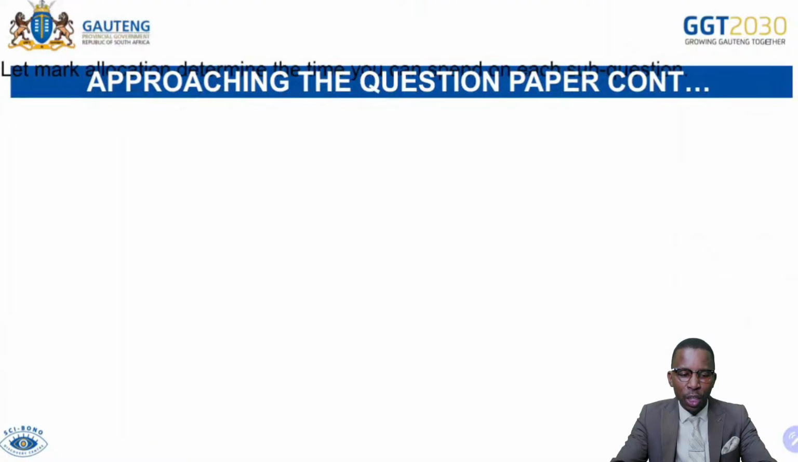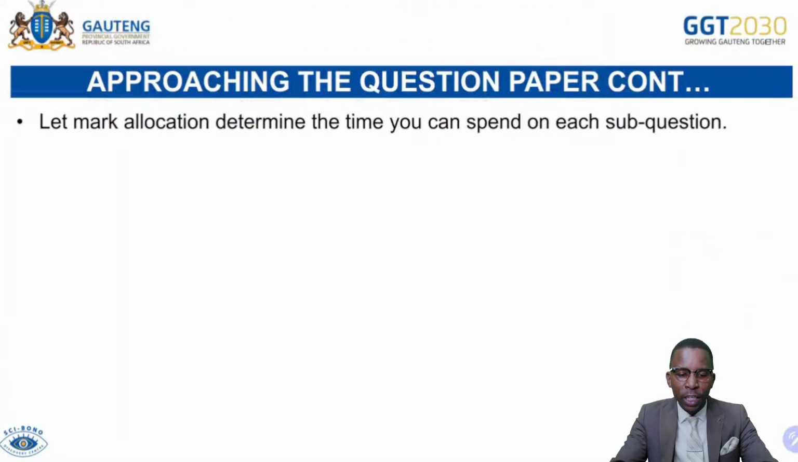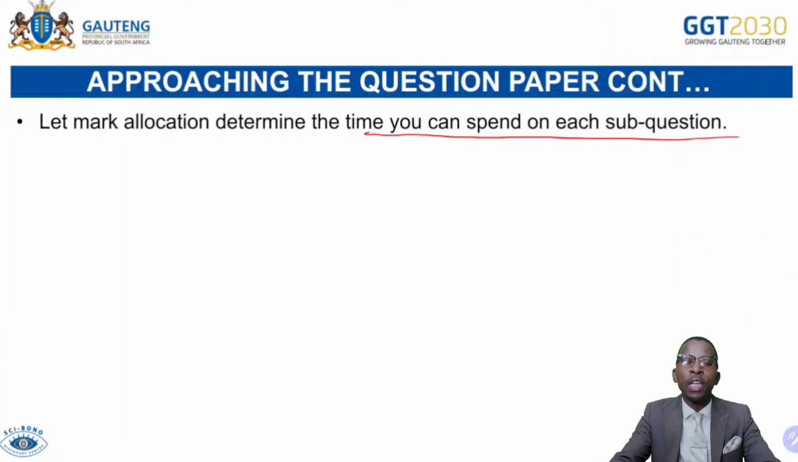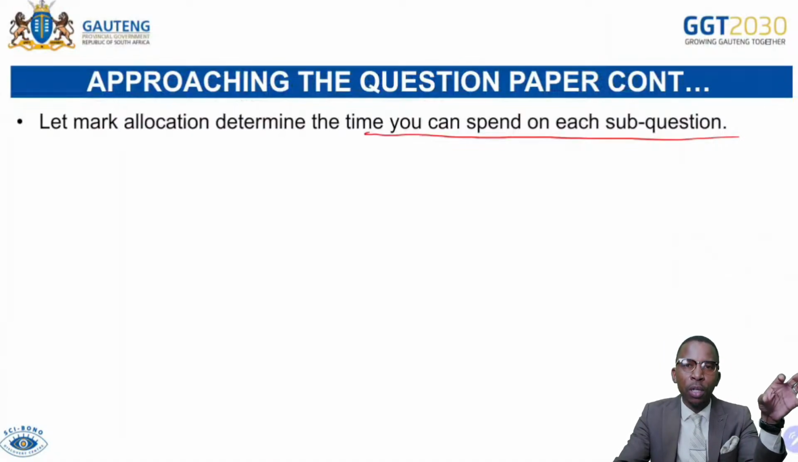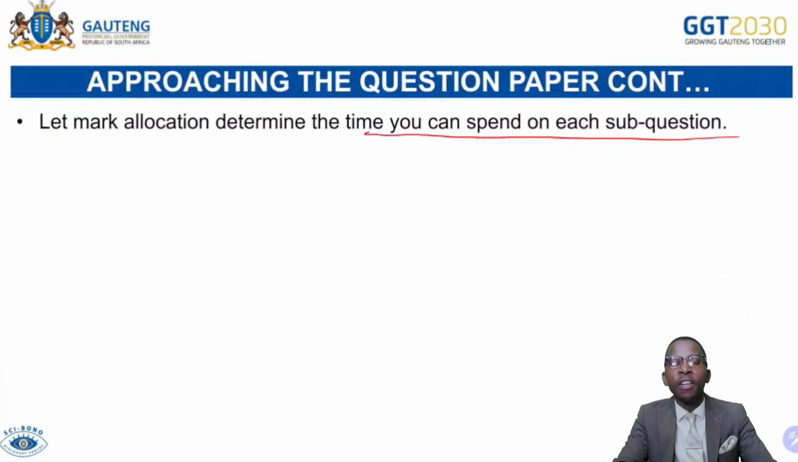And then we continue with approaching the question paper. Let mark allocation determine the time you spend on each sub-question. It is important that you look at the mark allocation. So if the question requires 1 mark, obviously, you must list, identify, mention. If it's 2 marks, you need to spend a little bit of time, because you have to explain. If it's 4 marks, you allocate even more time on that one, because you need to provide 2 full answers in two sentences, so that you can get your 4 marks if they are correct.